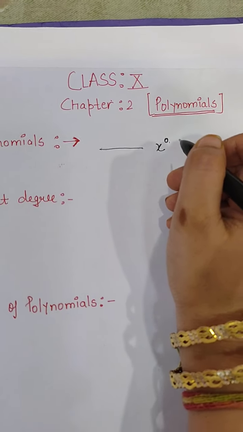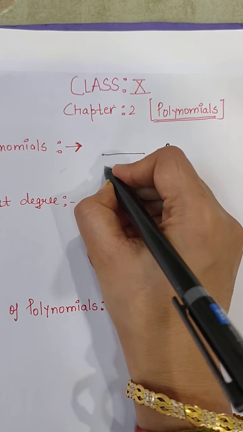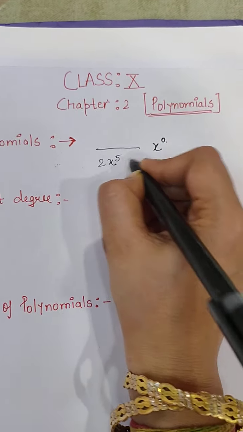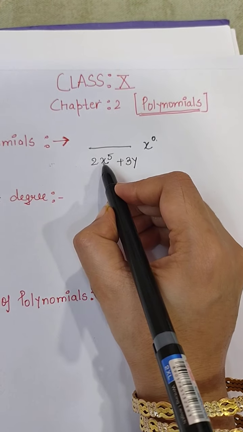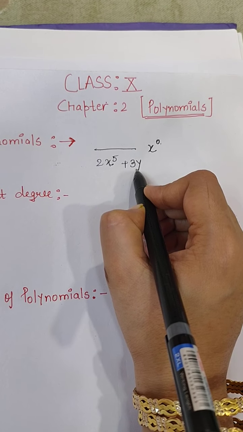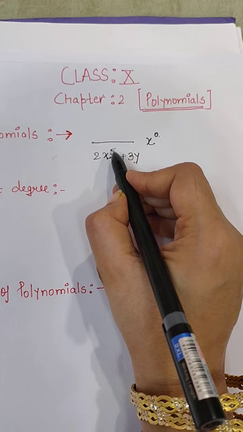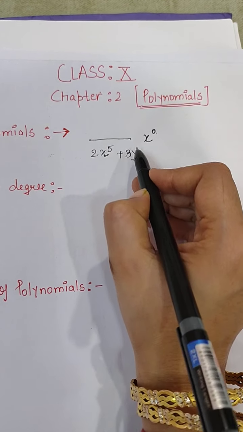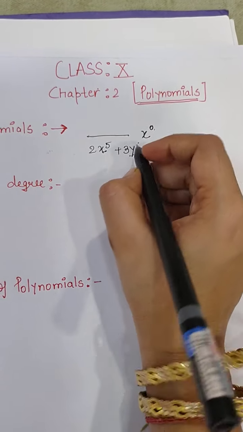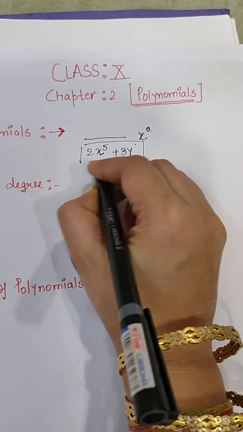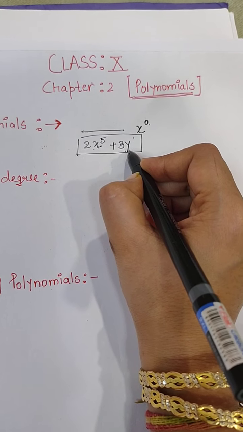So I want to give you the examples. You tell me any expression. Suppose 2x raised to the power 5 plus 3y. What are the variables in this expression? x and y. So this variable's power is a whole number, that is 5, and this variable's power is 1, so this is also a whole number. So this expression is a polynomial because the power of the variable is a whole number.